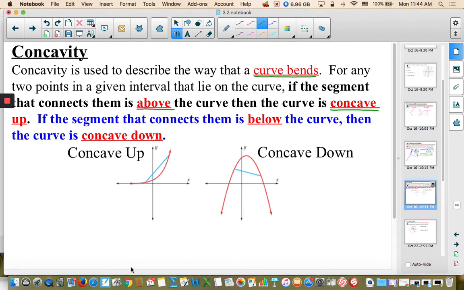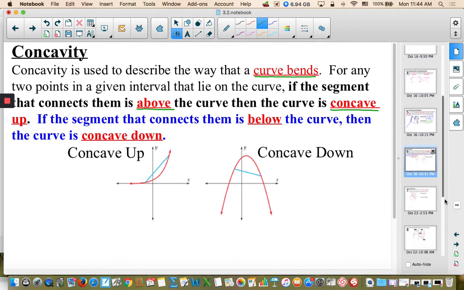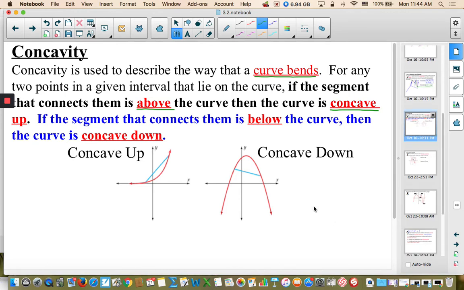If we look at this first picture here on the left, it is concave up. It's kind of like a right side up U, and concave down is like an upside down U. So concave up opens up, concave down opens down. And it can do those things in a graph at different places. For example, if I had a graph that went like this, sometimes it's concave up. This part over here would be concave up, and sometimes it's concave down. This part over here would be concave down.